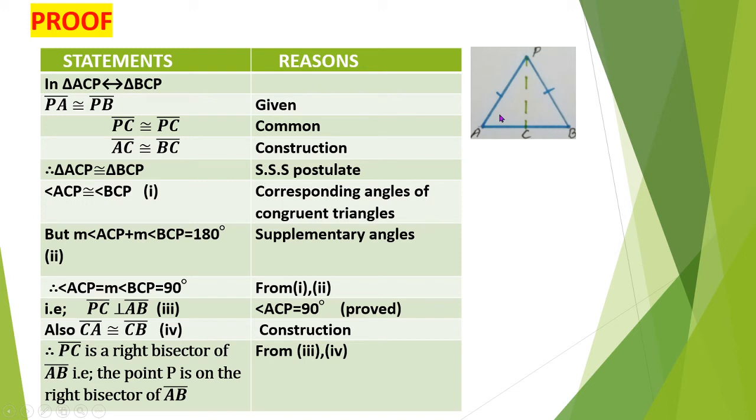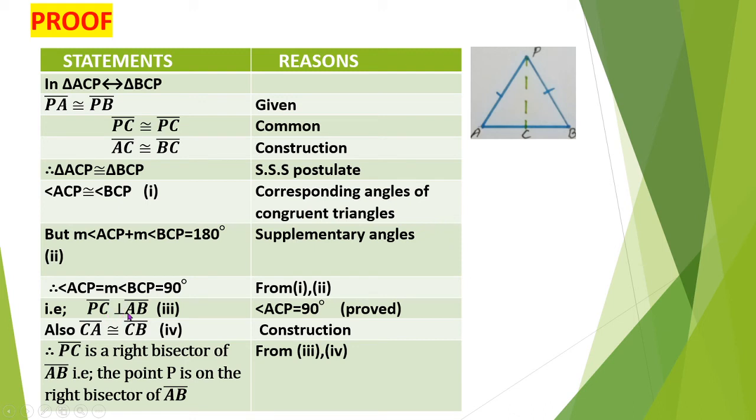If these two angles are congruent and their sum is 180 degrees, then what does it mean? That each of the angles is equal to 90 degrees. Therefore, the measure of angle ACP is equal to the measure of angle BCP, which is equal to 90 degrees. From these two points, from 1 and 2, what does it mean? That PC is perpendicular on AB.